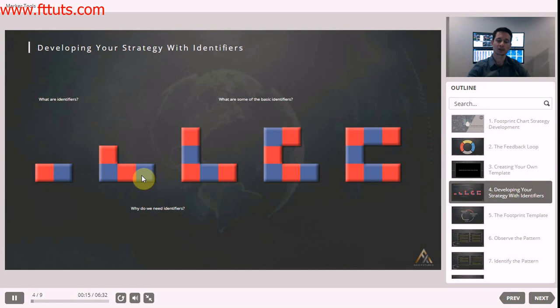Now, we're going to talk a little bit about identifiers, and again, it's something I have spoken about on one of the periscopes before, but I really want to highlight and drive home the importance of identifiers and why we use them in professional trading. Now, the questions you want to be asking yourself are, what are identifiers? What are some of the basic identifiers that you'll be learning about and utilizing? And why do we need these identifiers?